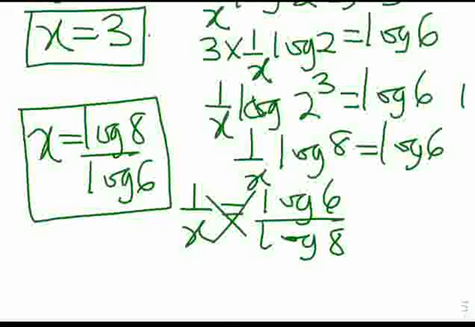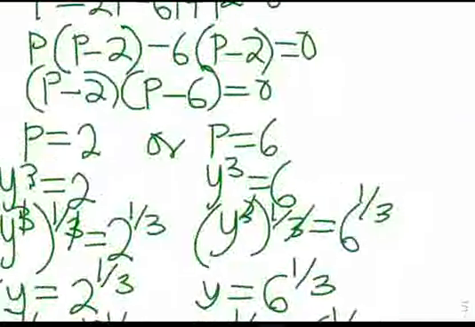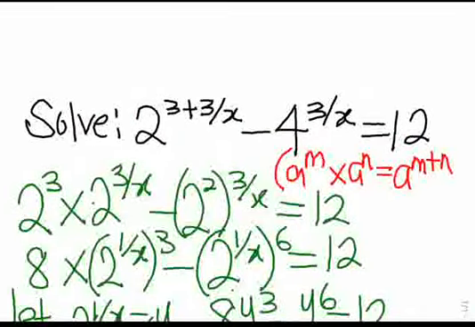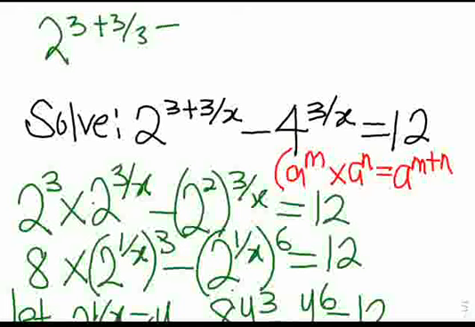For the sake of time, I'm going to plug in just the first one. x equals 3. Let's prove if that is a true solution to the question. If x is equal to 3, by this other side, we're going to have what? 2 raised to the power 3 plus 3 over 3 minus 4 raised to the power 3 over 3. Will this be equal to 12?